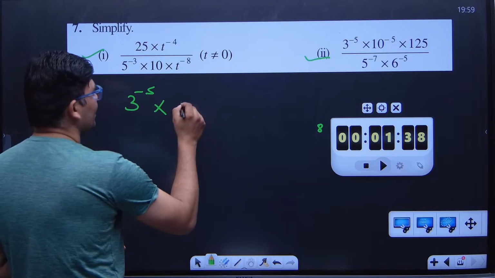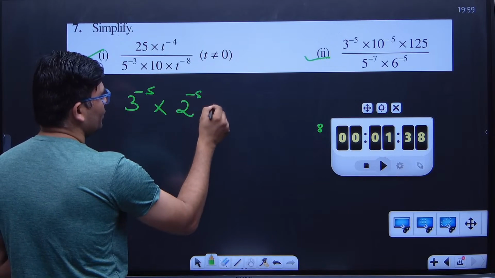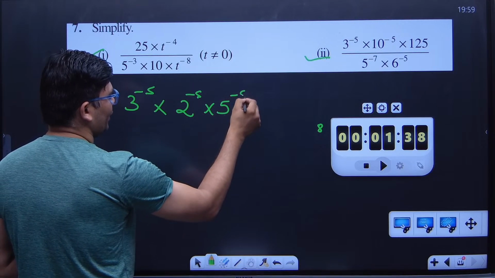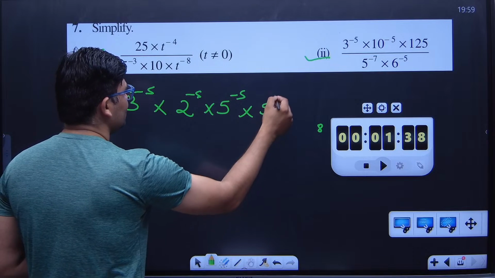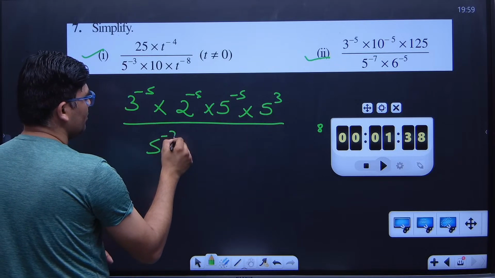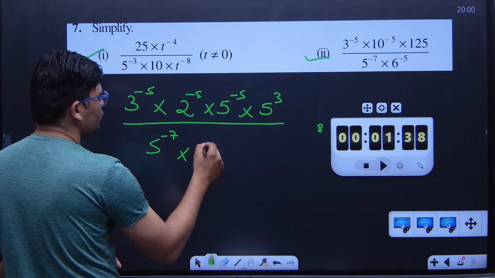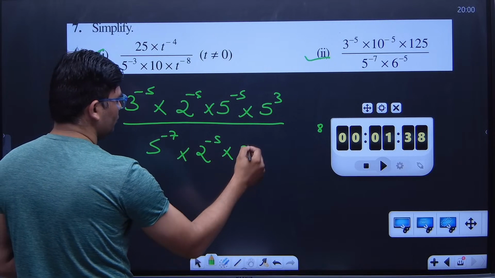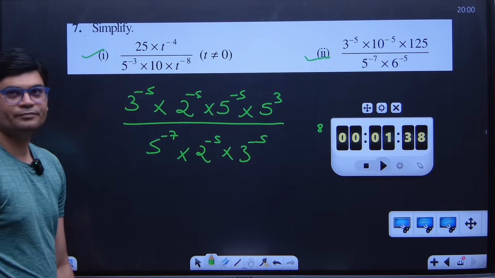So 10 can be written as 2 raised to the power minus 5 into 5 raised to the power minus 5. 125 can be written as 5 raised to the power 3 divided by 5 raised to the power minus 7 into 2 raised to the power minus 5 into 3 raised to the power minus 5.